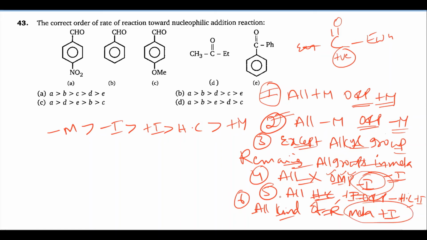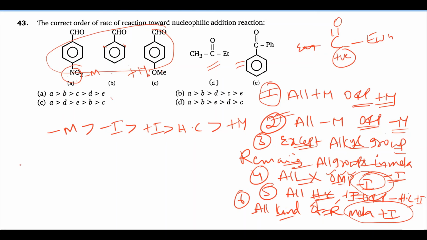You can see here the original effect is minus M. So minus M affecting groups in para position show minus M only. Here there is no effect because there is no substituent. Here you can see this is plus M, so all plus M affecting groups in ortho and para show plus M only. So that's all. You know that compared with ketones, aldehydes are more reactive. That means these three are more reactive than these two. Now, out of these three, which is more reactive?